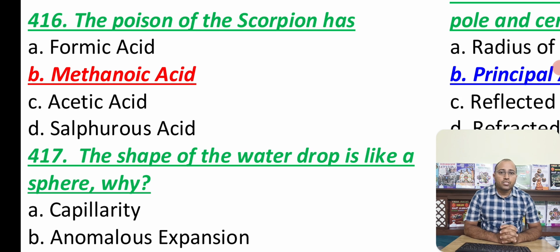The poison of the scorpion has methanoic acid. You know about the sting of the scorpion's poison. So we have methanoic acid and formic acid. There is an ant sting, and then you will find this kind of formic acid. The ant is also named Formica. Acetic acid is in vinegar. Sulfurous acid you will find in the onion.